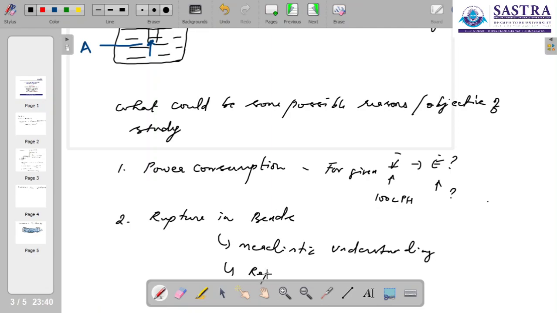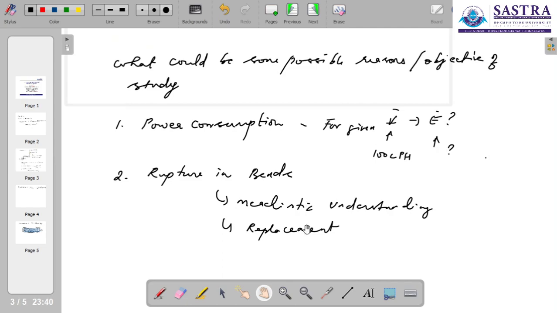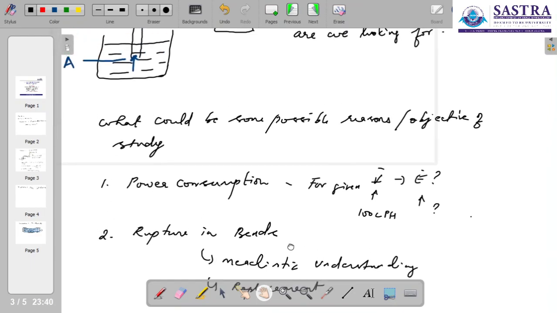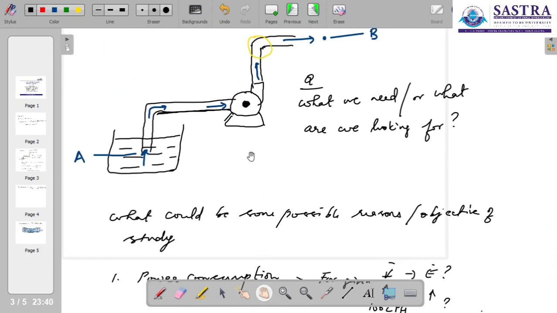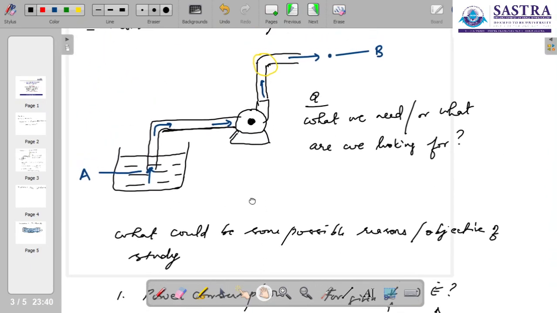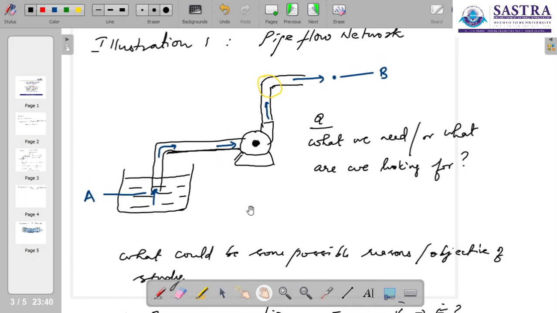That means you want to replace it with another bend. You don't want to just replace it by trial and error. You want to understand how the flow is happening and then replace. Like this, you can add any number of focal questions, the objectives for your analysis in a given context.